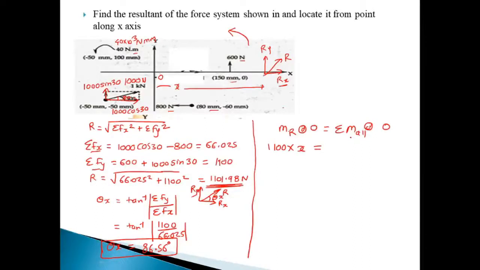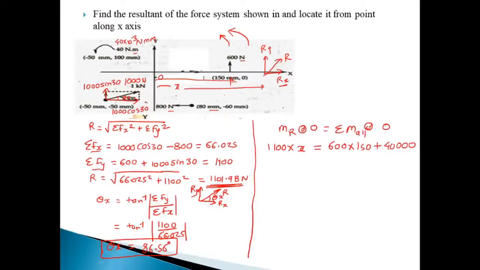Next are all the other forces. We start with the 600 Newton force. The rotation is again in this direction. That's why 600 into the perpendicular distance, which is 150. 150 is the perpendicular distance. Next, this couple is in the anti-clockwise direction. That's why it is positive, so positive 440 into 10 raised to 3. I can write this as 40,000.